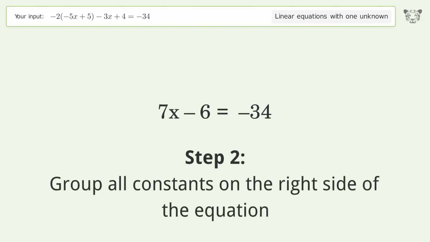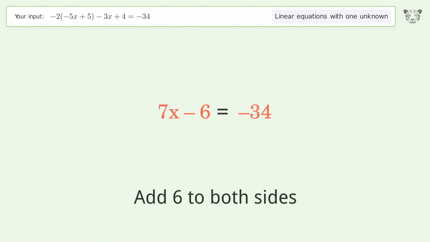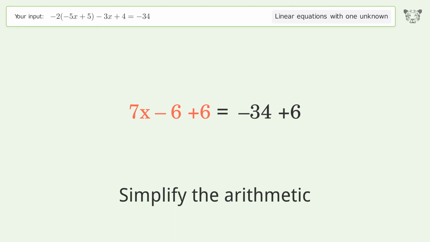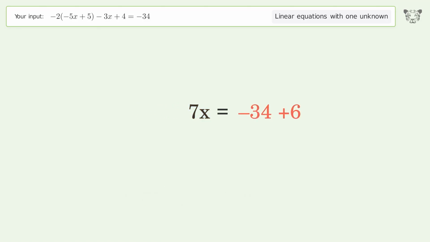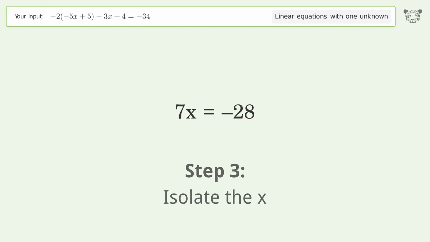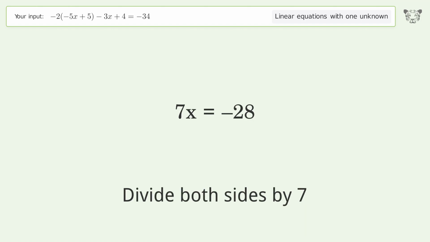Group all constants on the right side of the equation. Add 6 to both sides. Simplify the arithmetic. Isolate the x. Divide both sides by 7.